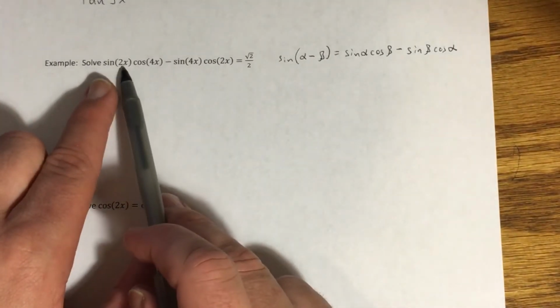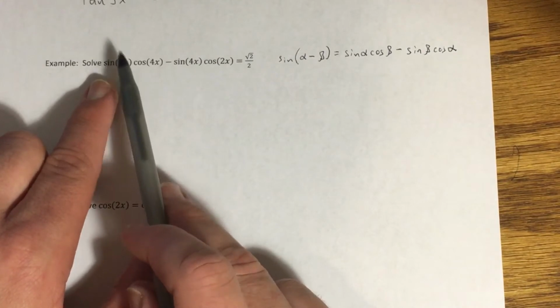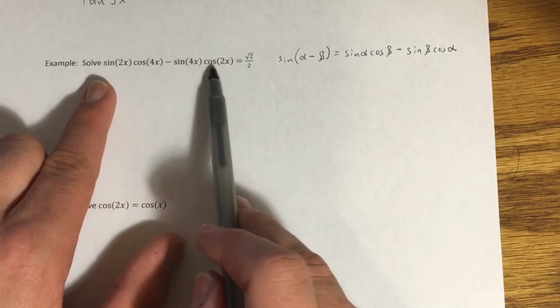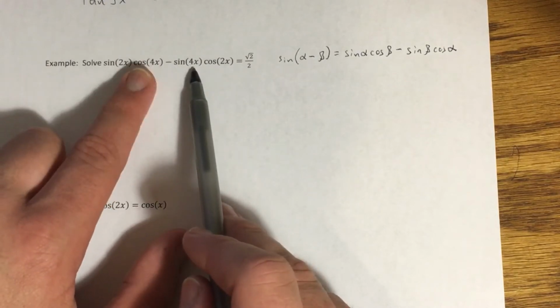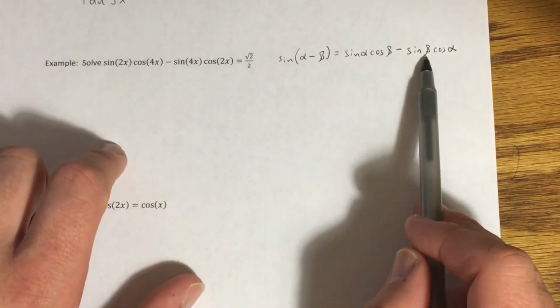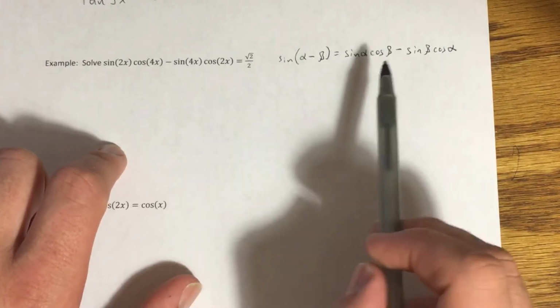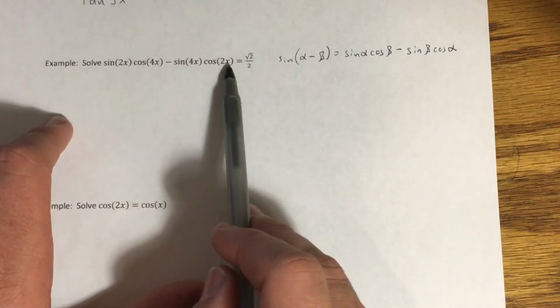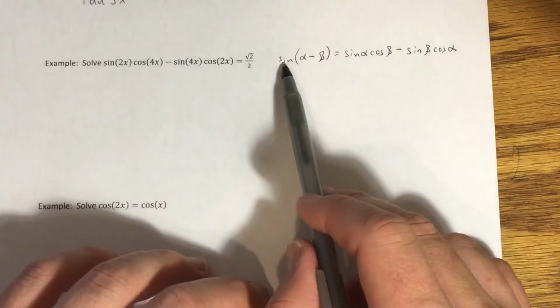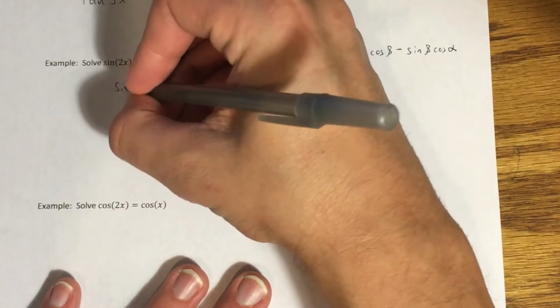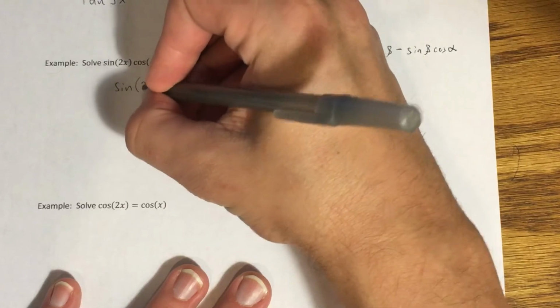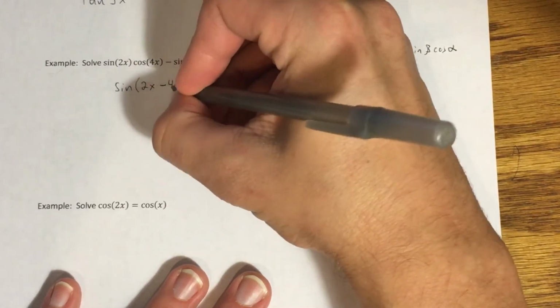In this case, alpha would be like the 2x. You see how here I'm taking sine of alpha and here I'm taking cosine of alpha, 2x and 2x. Beta would be like 4x. So I can use this in the reverse order and simplify the left-hand side of this equation by writing it as the sine of a difference. The left-hand side is the same thing as sine of 2x minus 4x.